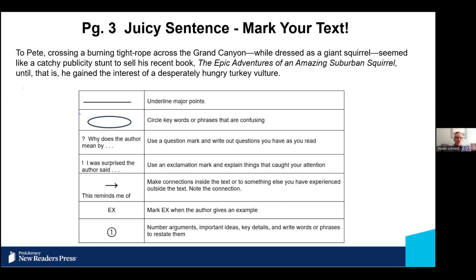So I'm going to invite you to take a minute and mark this text, please. So please use whatever markings that you would like, and then we will probably answer some text dependent questions about it.